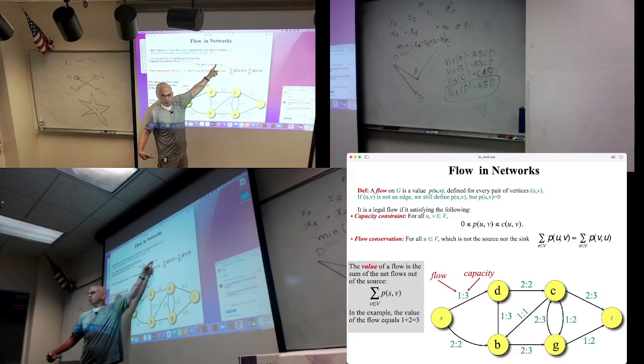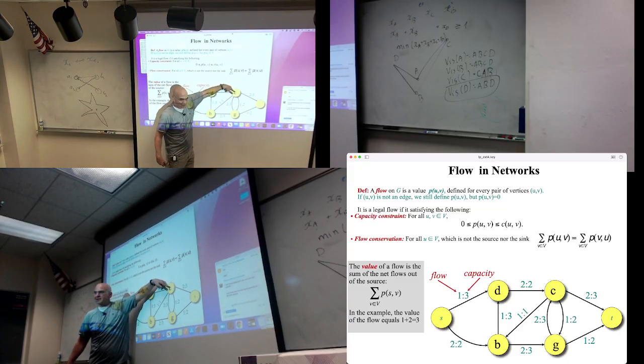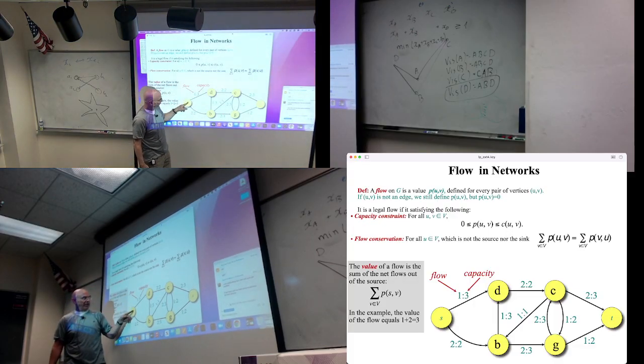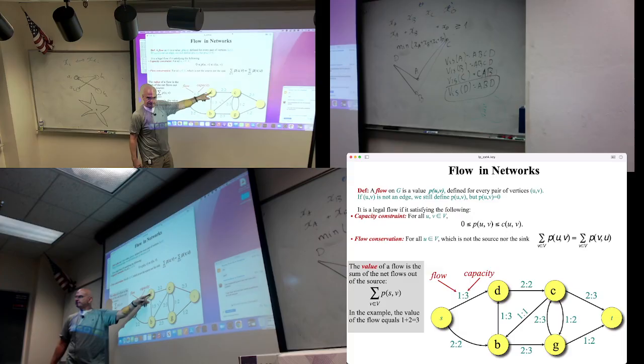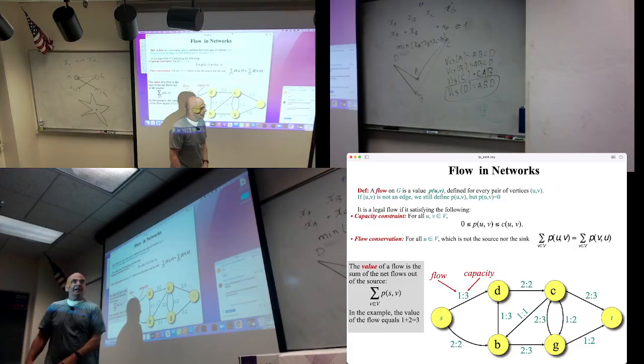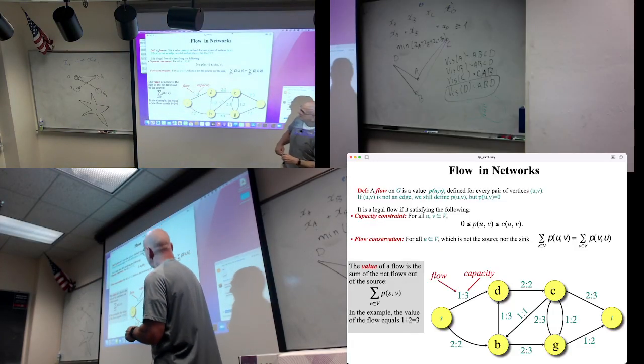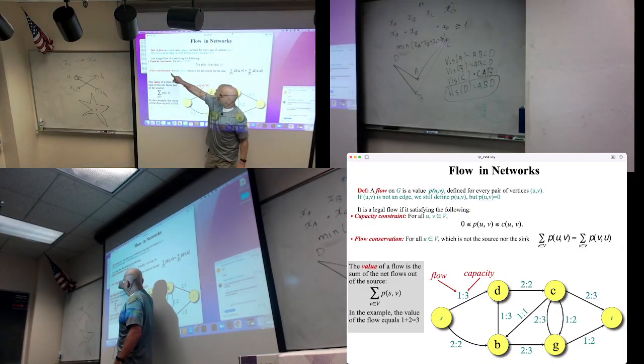CUV is the input capacity of the pipe. You cannot send more than 2 liters across this pipe. You cannot send more than 3 liters across this pipe. But possibly you want to send less. So one type of constraints would be the capacity constraint. The other type of constraints will be the flow conservations.